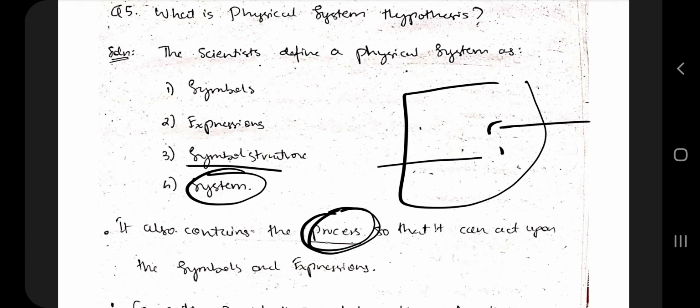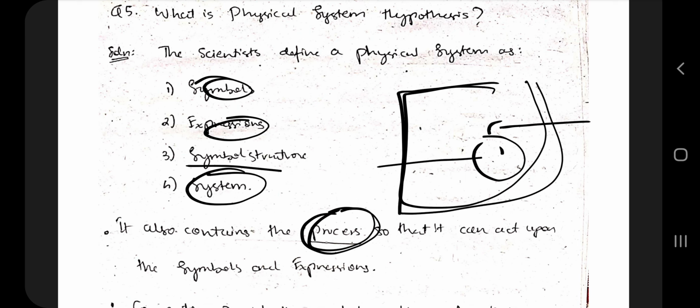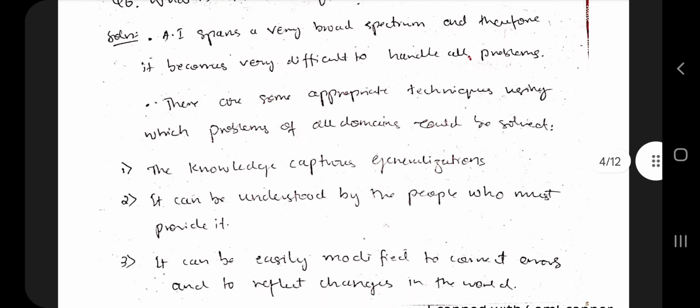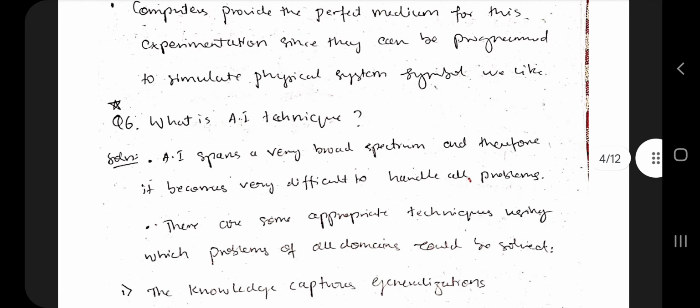What is symbol structure? What is the person made up of? He has different body parts. Expression means how the body parts communicate with each other, how they work together. Symbols are nothing but the body parts, right? So all these things can be further segregated into different symbols, expressions, symbol structures, and system, and processes will be happening upon each other. That is why the physical system is made. It is just a blueprint using which we can simulate any real life scenario. Fine. So that was about the physical system hypothesis.